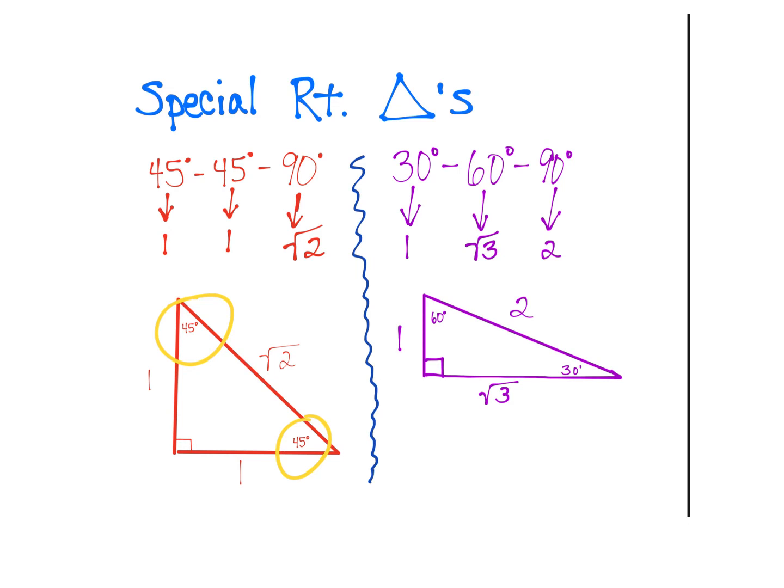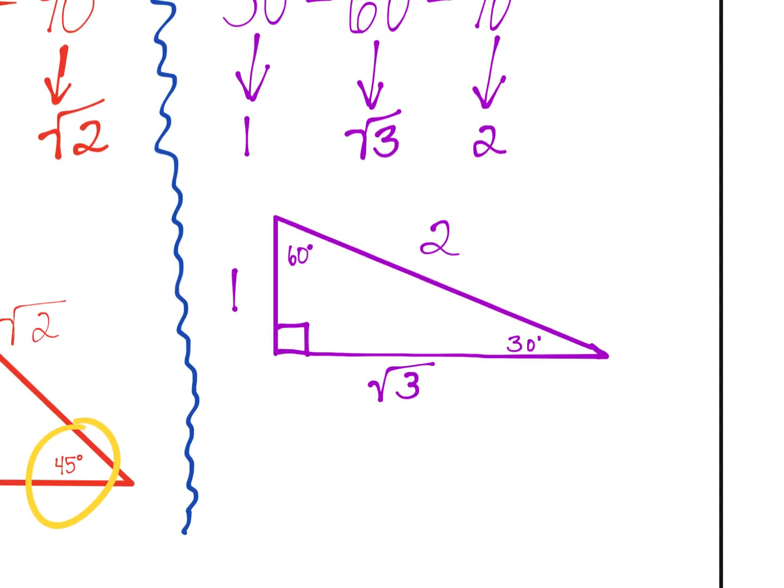You actually don't need to know anything other than, across from 45 and 45 is what number? What do you see? On the unit circle, what number is it? What you're looking right at. 1. Okay? And your hypotenuse is always what? Square root of 2.